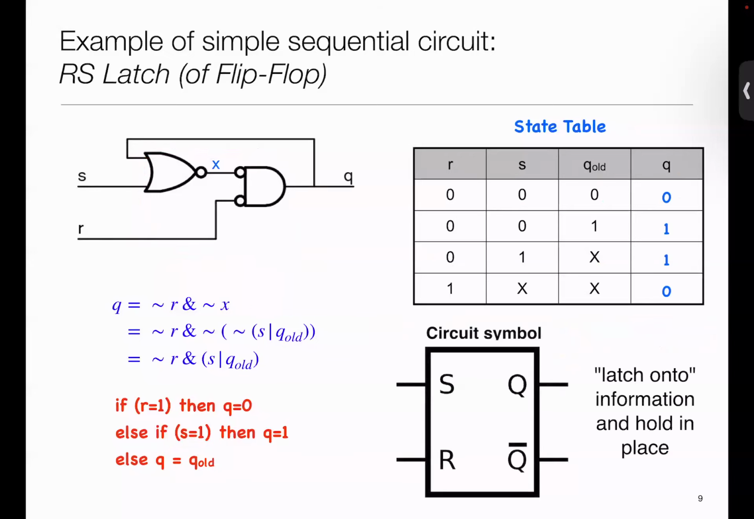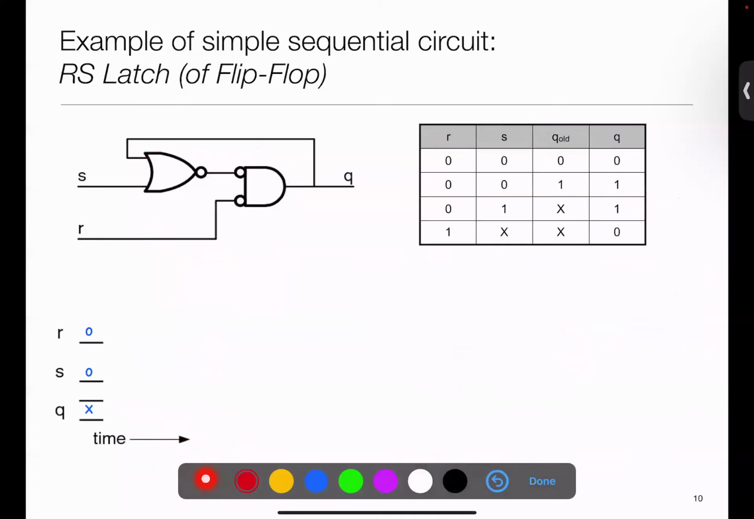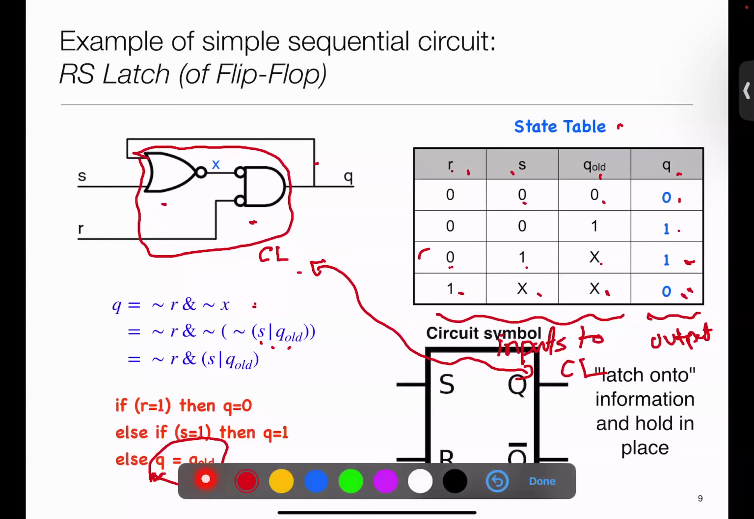It's a widely used function, so it has its own circuit symbol, with inputs S, R and output Q, and then Q bar. Usually in these circuits, not only do we output Q, but we also output its complement. So Q bar is nothing but the complement of Q. And what it is doing is latching information in place. That is, it holds information in place if S is 0 and R is 0, and therefore it's called a latch. That's why RS: reset, set, latch.